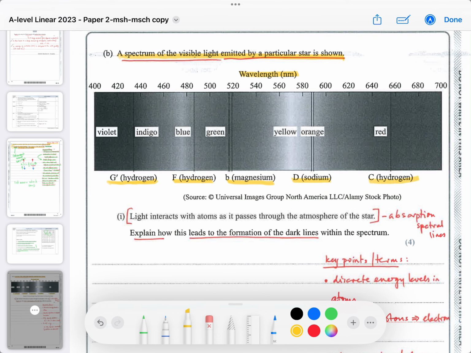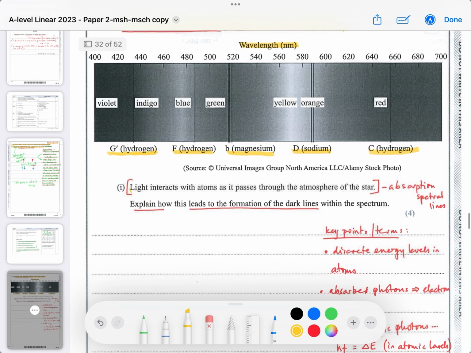So this is what scientists know these lines correspond to, and it says that this is knowledge they're giving you. Light interacts with atoms as it passes through the atmosphere of the star and causes the absorption of the spectral lines, so dark lines. They want you to explain how this leads to the formation of these dark lines within the spectrum. So they want you to explain absorption spectra.